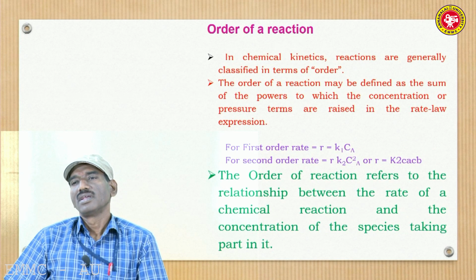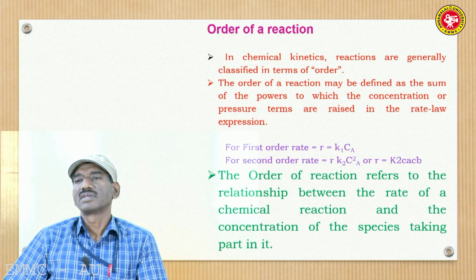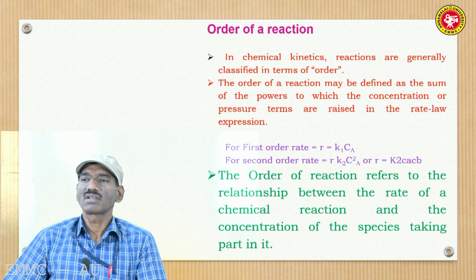Order of reaction. In chemical kinetics, reactions are generally classified in terms of order. The order of reaction may be defined as the sum of the powers to which the concentration or pressure terms are raised in the rate law expression. For first order, the rate R = k1[A]. For second order, the rate R = k2[A]^2 or R = k2[A][B]. The order of reaction refers to the relationship between the rate of the chemical reaction and the concentration of the species taking part in it.